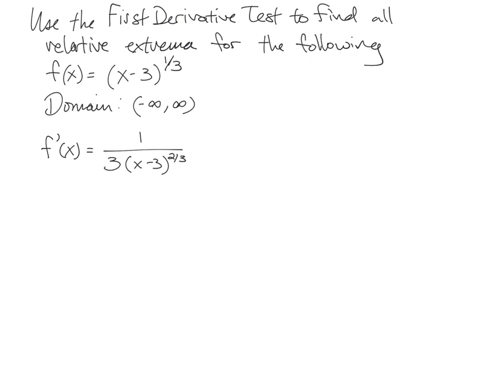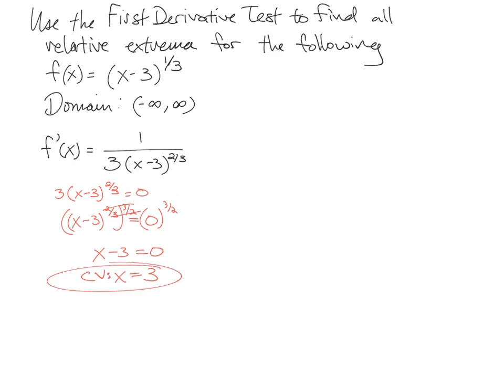And I can see right now that we would want to be setting this 2/3 power equal to 0. Divide by 3, so x minus 3 to the 2/3 power equals 0. Raise both sides to the 3/2 power. Guess what? That just gets rid of this one. x minus 3 equals 0 and x equals 3. So there's one critical value. It is x equals 3. And as a matter of fact, that will be the only critical value.